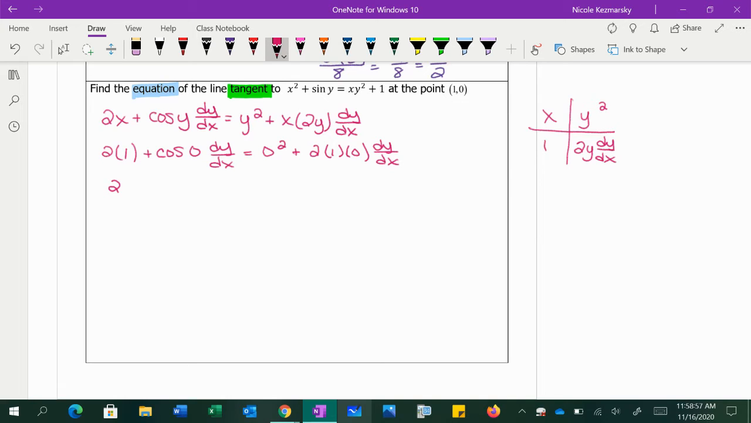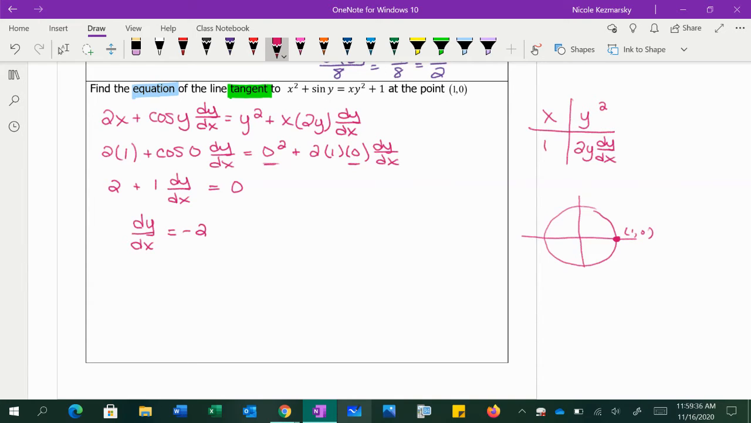Cosine of 0, so if we look at our unit circle, cosine of 0 is over here. Cosine is the x value. This is the point 1 comma 0, so cosine of 0 is 1. So we're going to say 1 dy/dx. And on the right-hand side, we have 0 squared, which is 0. And then we have 0 times a bunch of other stuff, which is also 0. So solving this, we're going to get dy/dx equals -2.